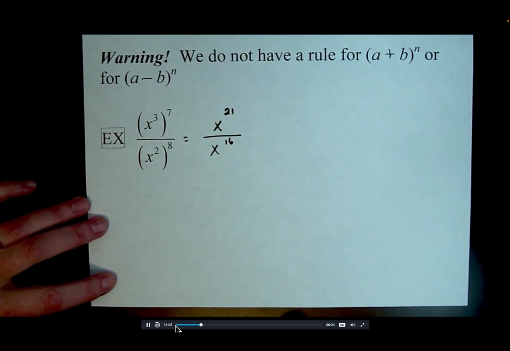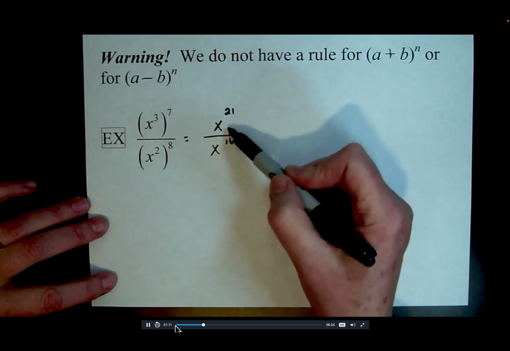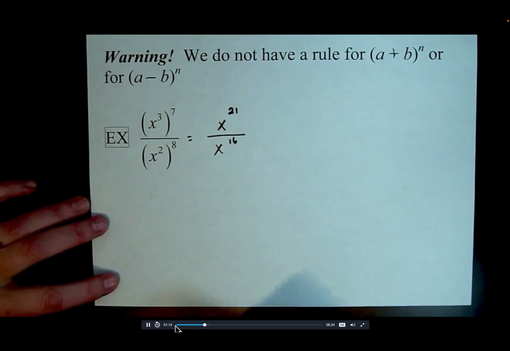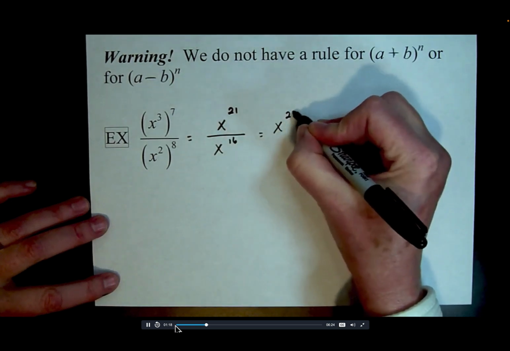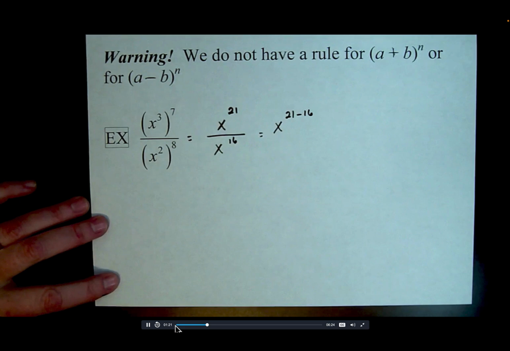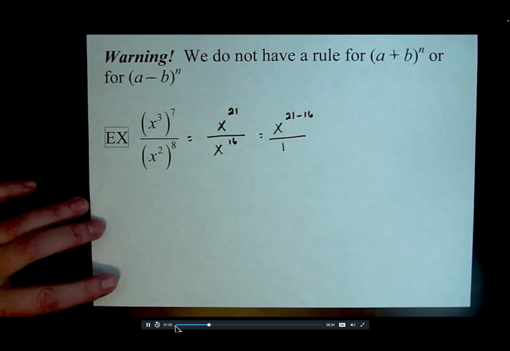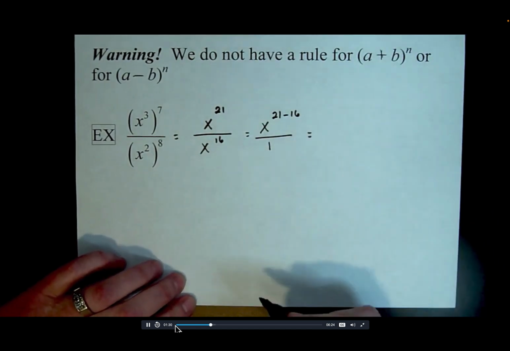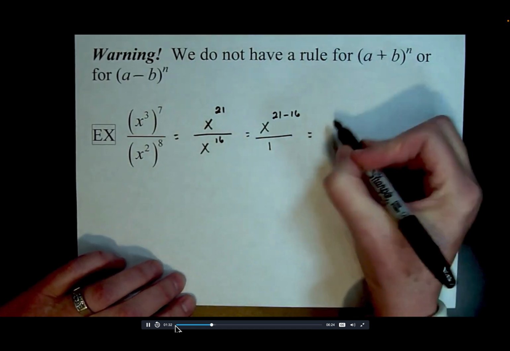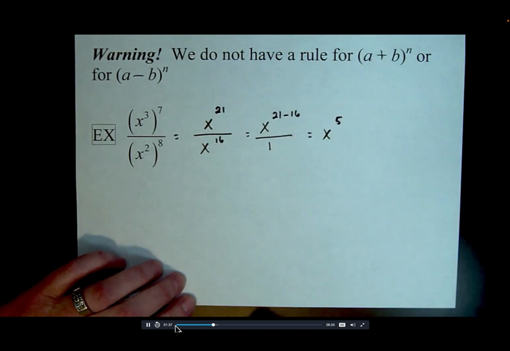Now I can use rule 5 that says if I have the same base above and below, and notice these are not trapped in parentheses anymore, I combine them by taking the exponent on top and subtracting the exponent below. And I'll just remind you, that's happening in the numerator. There's an invisible one in the denominator that in my final answer I'm going to leave invisible. My final answer is x to the 5th, because 21 minus 16 is 5.